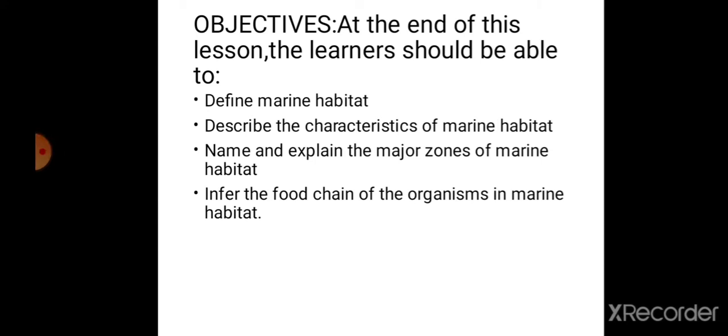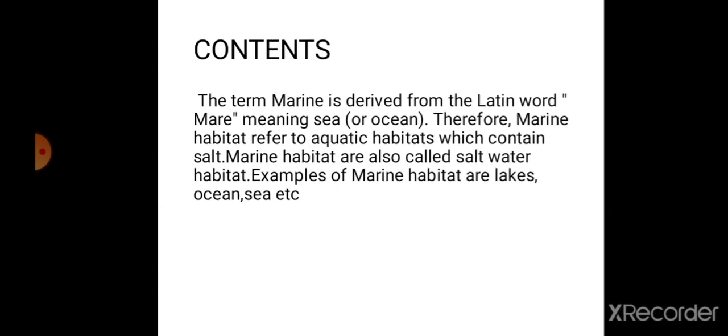At the end of this lesson, you are able to define marine habitat. You should also be able to describe the characteristics of marine habitats. You are able to name and explain the major zones of marine habitat, as well as infer the food chain of the organisms in marine habitats. Let us look at the contents of the lesson.